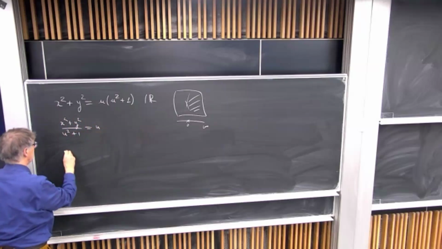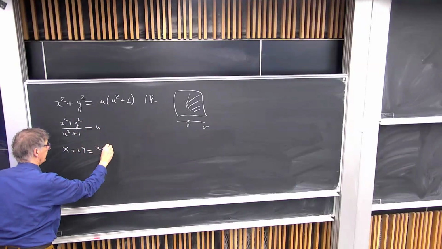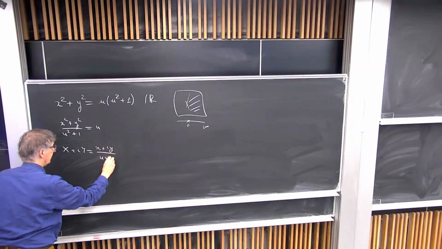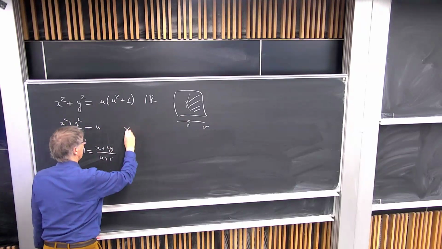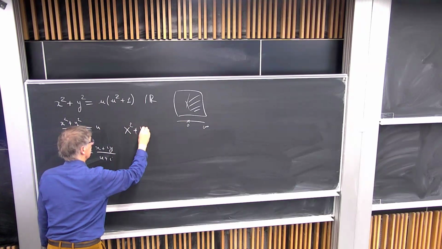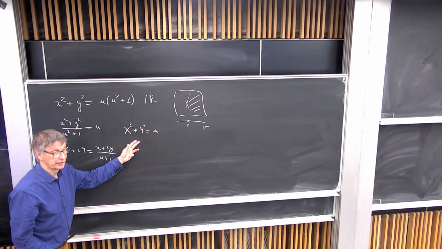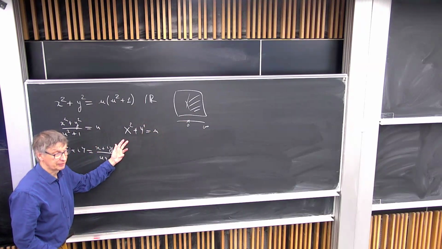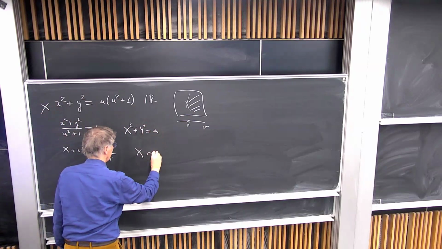And then you make a change of variable: x plus iy equals (x plus iy) divided by (u plus i), where i squared is minus 1. And you find that this is birational to x squared plus y squared equals u. And of course, this is a rational surface over the ground field. It's parameterized by x and y. This surface X is birational over R to P2R.